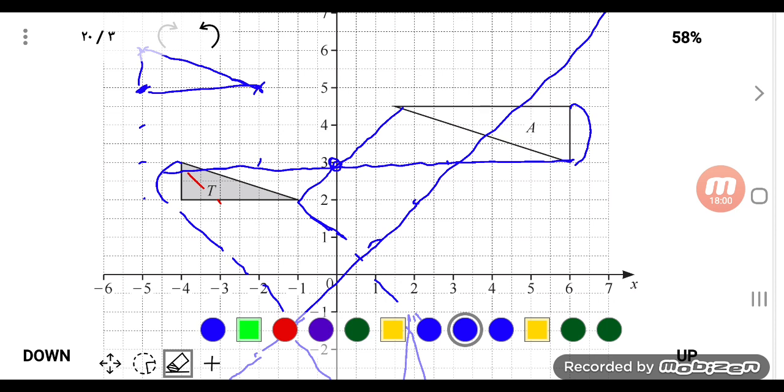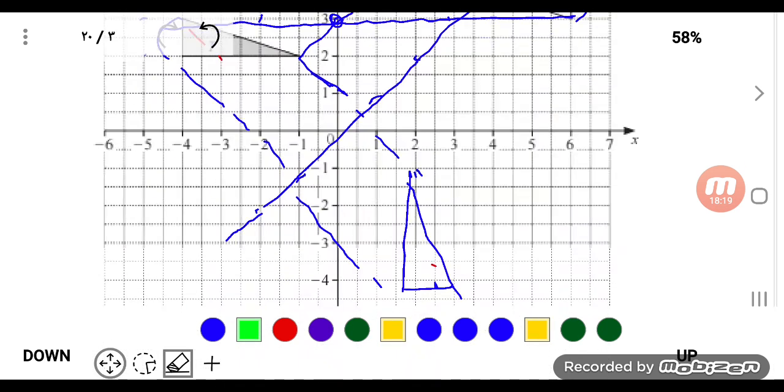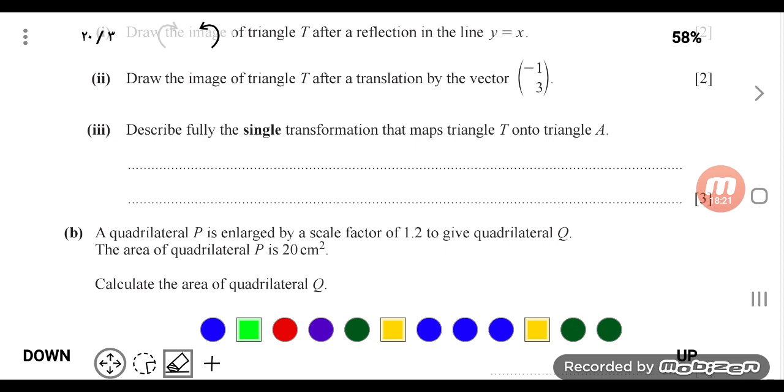Clearly, it passes through 0, 3. So here you can see enlargement. Remember to have 3 descriptions. First one is enlargement, scale factor -1.5, center 0, 3. So be careful, here you have 3 marks.